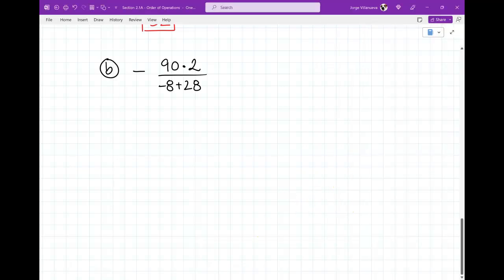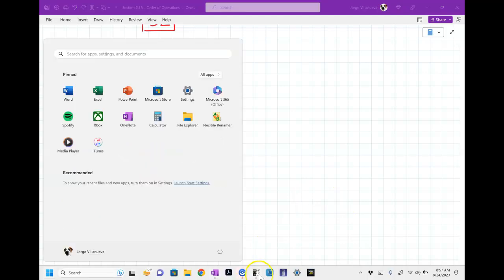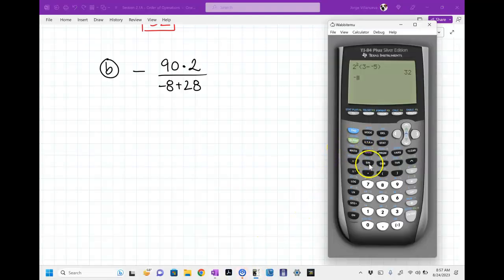Okay, so I'm going to, whoops, sorry about that. So parenthesis 90 times 2. There's my numerator. And then I'm going to hit divided by. So right now the calculator knows I'm making a fraction. The parenthesis stuff goes on top. And now I'm going to put another parenthesis, -8 plus 28.